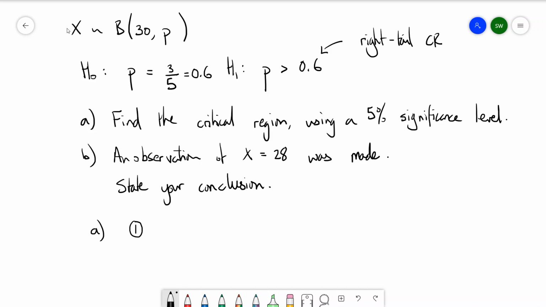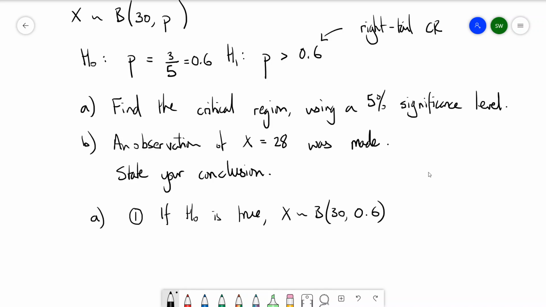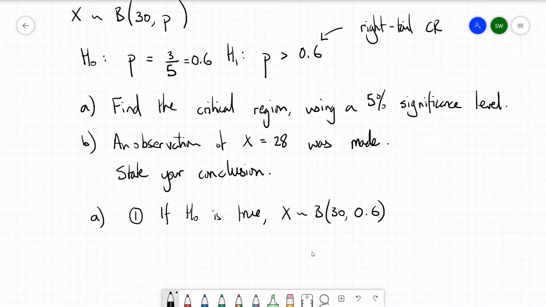So before we do that, our first step is to say if h0 is true, then x would follow binomial distribution with 30 trials, and p would be 0.6. You put in that null hypothesis probability, and that might be your first mark. So if we were doing 30 trials and we wanted to really convince ourselves that the probability was more than 0.6 of having a success, if we had 30 successes out of the 30 trials, then we would be almost certain that the probability would be greater than 0.6.